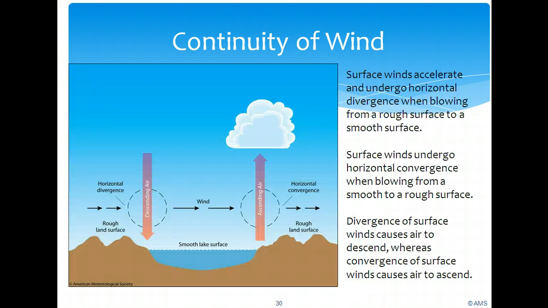This figure shows that surface winds accelerate and undergo horizontal divergence as they blow from a rough to a smooth surface, that is from, say, land to water. Surface winds slow and undergo horizontal convergence when blowing from a smooth to a rough surface, that is from water to land. Divergence of surface winds causes air to descend, whereas convergence of surface winds causes air to ascend.